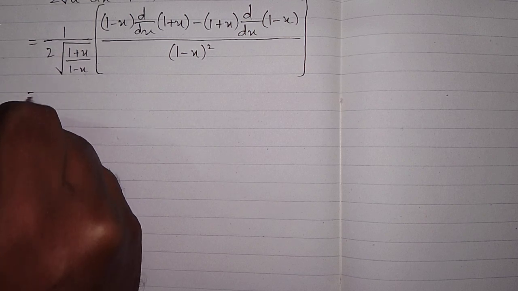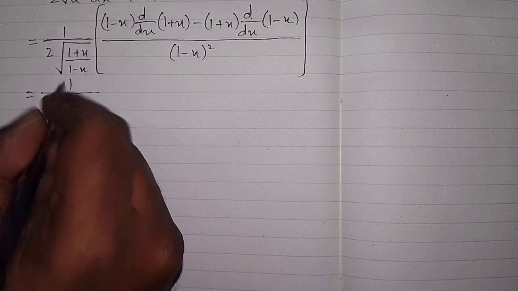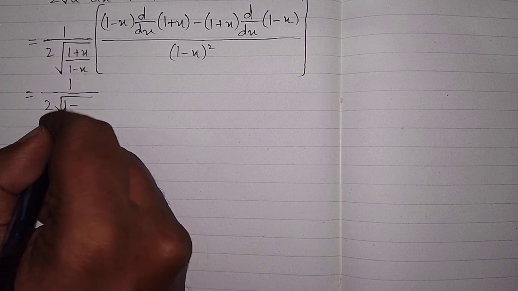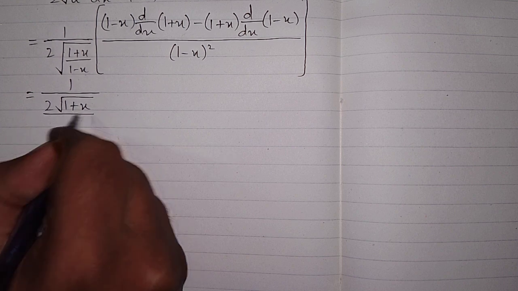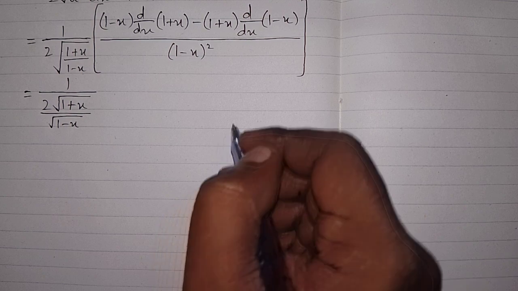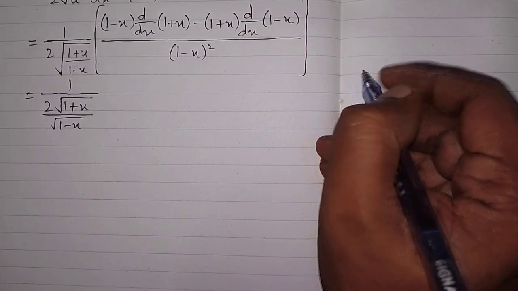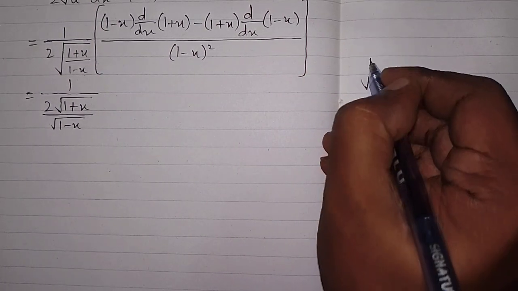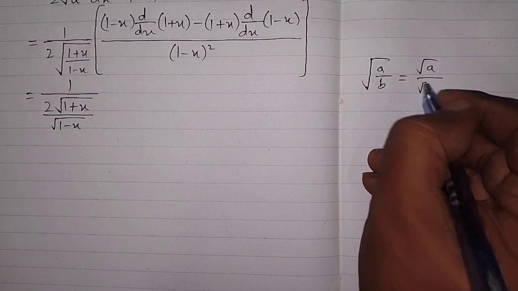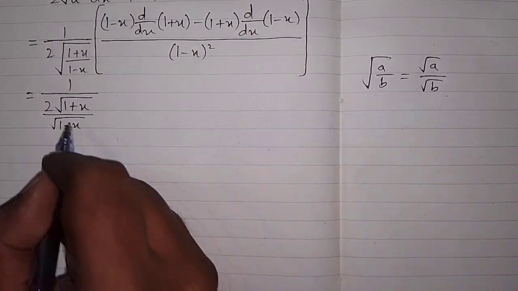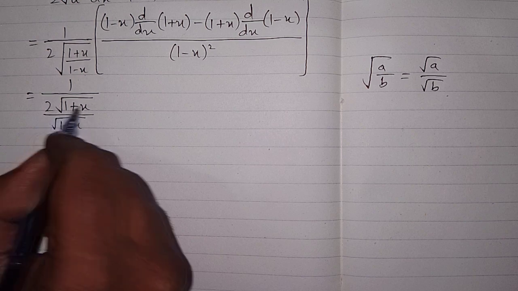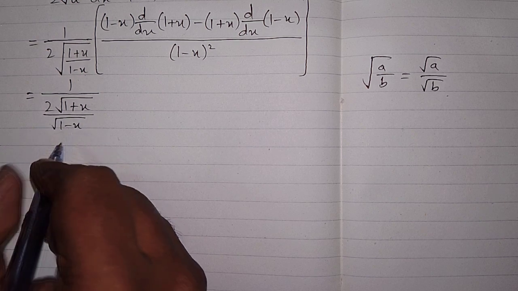Now this square root can be written as 2 times square root of 1 plus x upon square root of 1 minus x. Because we know that square root of a upon b is equal to square root of a upon square root of b. So we can use this rule over here, and square root of (1 plus x) upon (1 minus x) can be written as square root of 1 plus x upon square root of 1 minus x.